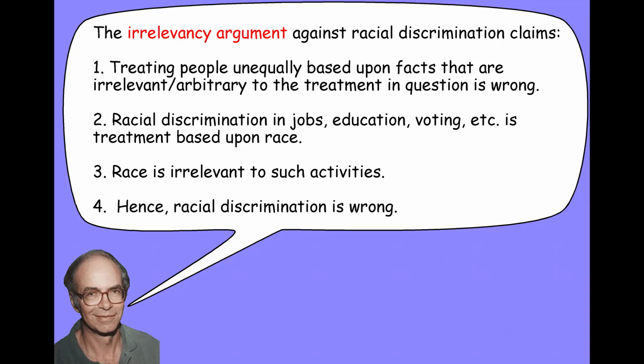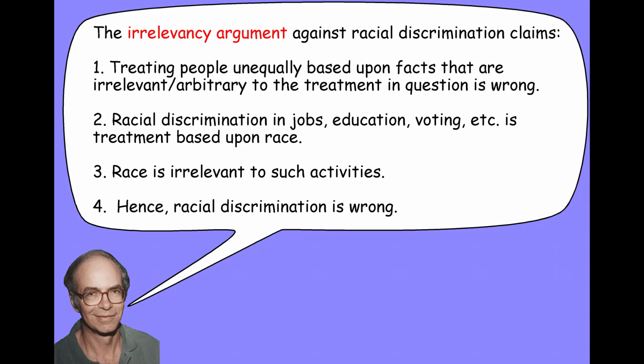But it notes that the race of the individual, the amount of melanin that pigments their skin, for instance, is irrelevant to their qualifications for a job, their competency in performing a job, their qualifications to be educated, their ability to benefit from that education, and so on. Hence, the argument concludes, racial discrimination is morally wrong. This is the argument, essentially, as Singer presents it, focusing primarily, or exclusively, on racial discrimination.